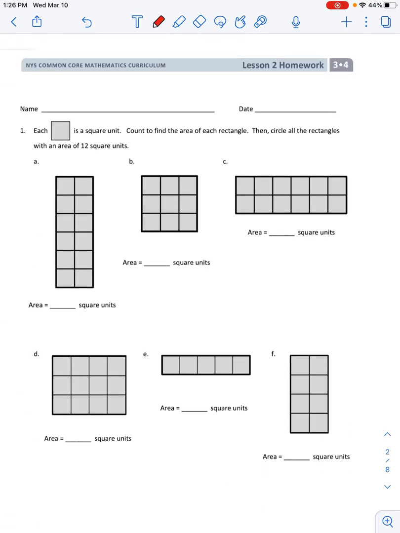So here's what your homework looks like today. Okay, here is, oh, actually, this isn't your homework. That's why I skipped over it. It was just extra practice. On this one, it just doesn't have the grid. 1, 2, 3, 4, 5, 6, 7, 8, 9, 10, 11, 12. 12 square units. 1, 2, 3, 4, 5, 6, 7, 8, 9. 9 square units. 12 square units. And so on and so forth.